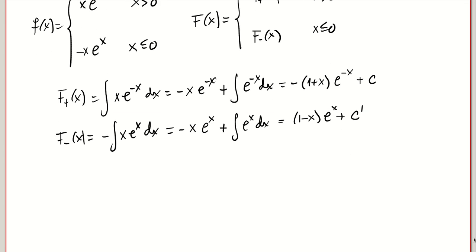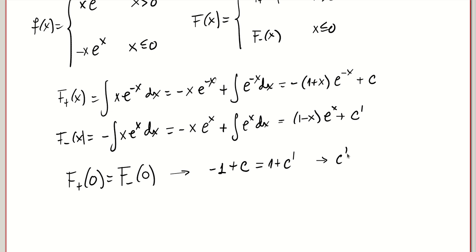Now you want the function to be continuous because you're integrating a function and the result is always a continuous function. So F plus of 0 must be equal to F minus of 0. And that implies, substituting here, this is minus 1 at 0, minus 1 plus c is equal to 1 plus c prime. So c prime is equal to c minus 2. Alright, so we can put here c prime, can remove this here and put simply c minus 2. And now c is the same constant in both cases, right?